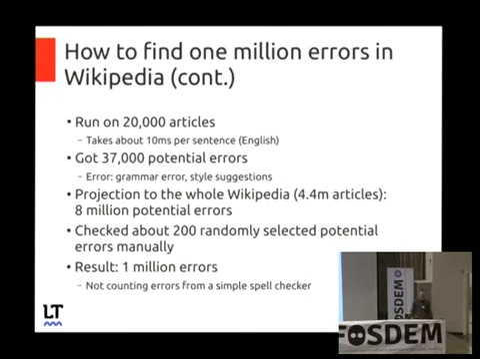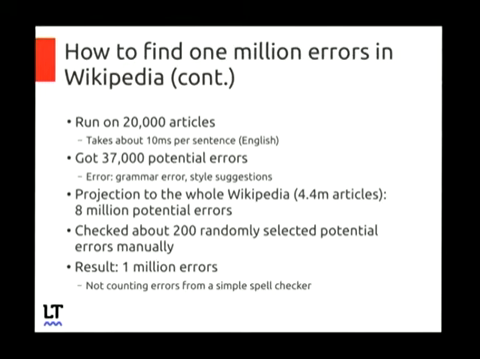And of those, we selected 200 randomly and checked them manually to see how many of these projected 8 million errors would actually be useful. So how many of these are actual errors. And the result is that in the whole Wikipedia, if we ran LanguageTool really over the whole Wikipedia, you'd get about 1 million errors that are actually useful. And as I said, that does not count simple spelling errors because we have turned them off. There are too many proper names, and so in Wikipedia you'd get even more false alarms.